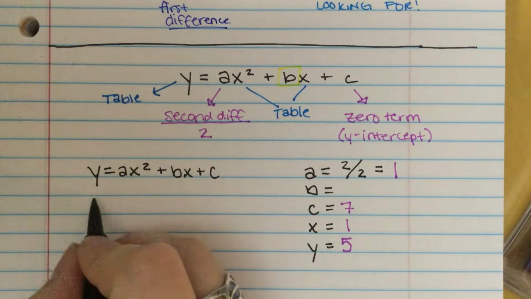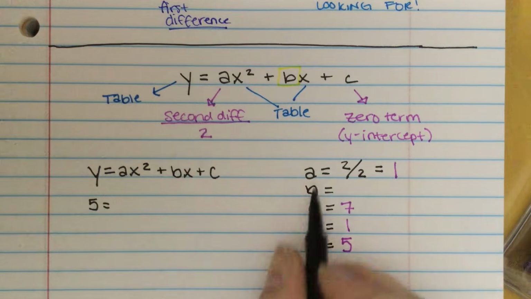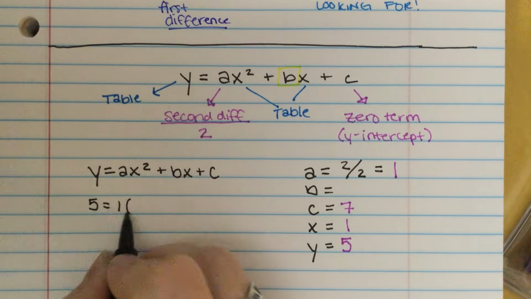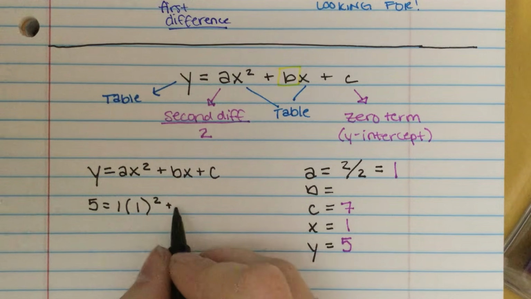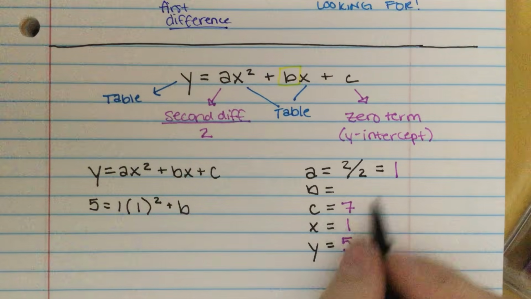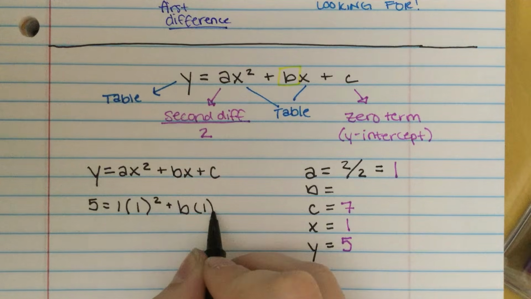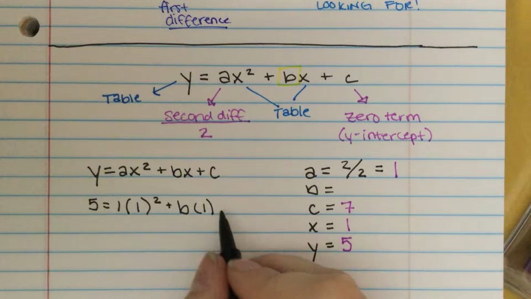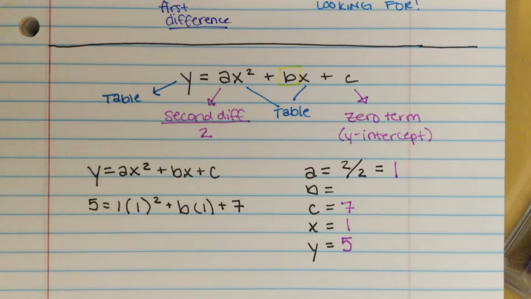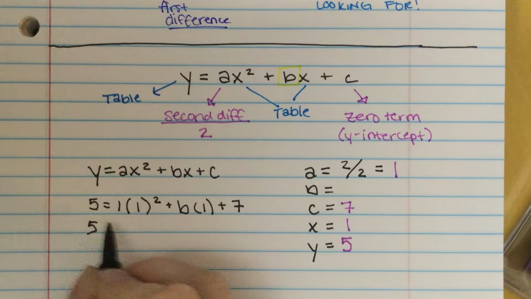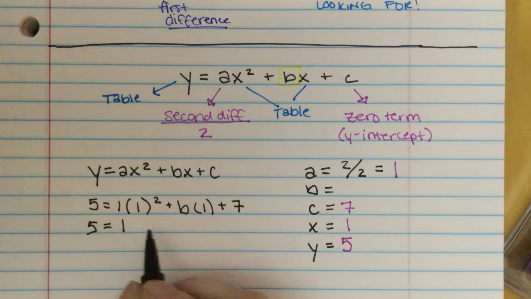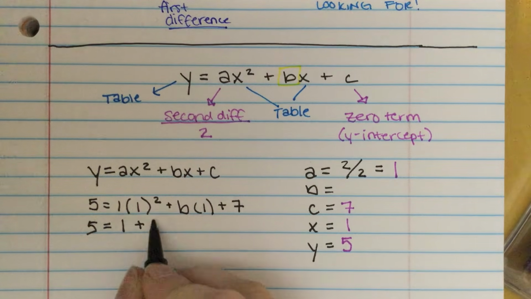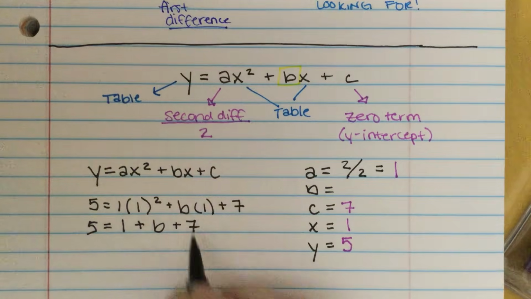I know that y is 5. I know that a is 1. I know that x is 1. Okay, I don't know b, so I'm going to leave that. I do know that x is 1. And I know that c is 7. Okay, from here, I can just begin to simplify. 5 is still 5. 1 squared is 1, times 1 would still be 1. b times 1 is b, and 7 stays the same.